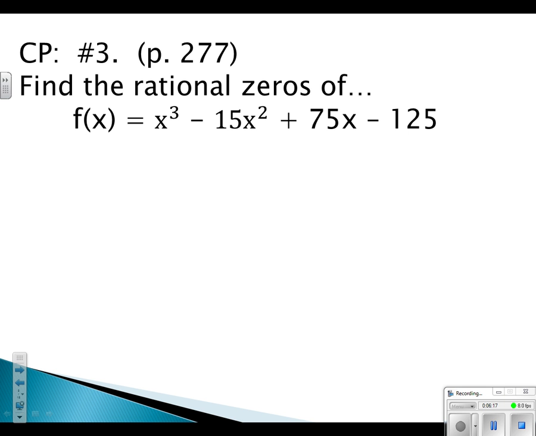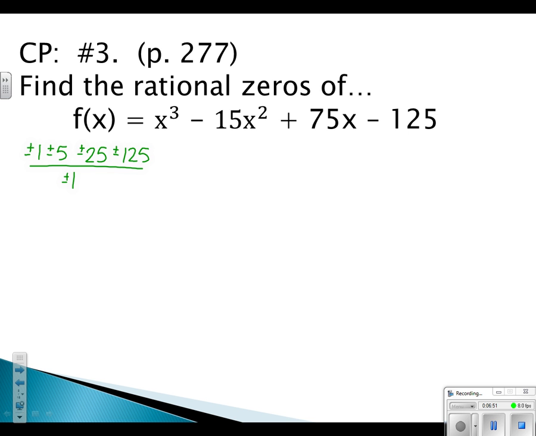This one's checkpoint number 3 on page 277. Find the rational zeros. Okay. My constant is -125. So the possible factors of -125: plus or minus 1, plus or minus 5, plus or minus 25, and plus or minus 125. And my lead coefficient is 1 again, so that's nice. I have very few options for the bottom of this ratio. And you just begin checking again.